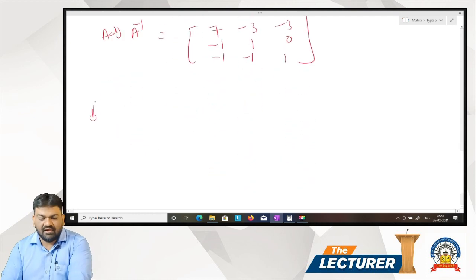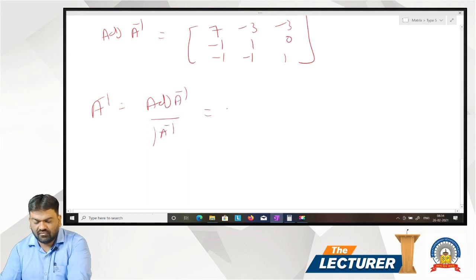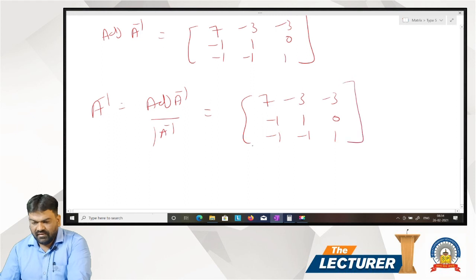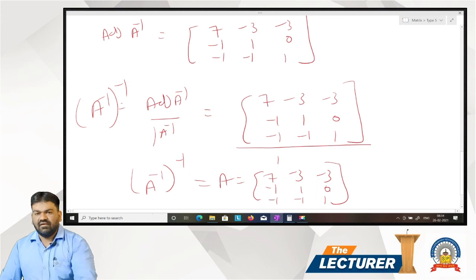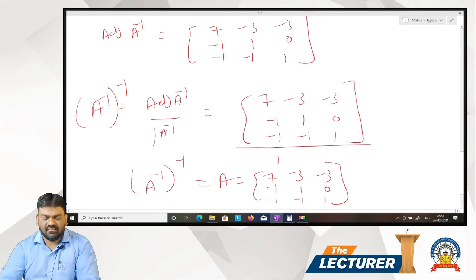Okay, A raised to minus 1 is equal to adjoint of A raised to minus 1 upon determinant of A raised to minus 1. [7 minus 3 minus 3; minus 1 1 0; minus 1 minus 1 1] divided by 1. So A raised to minus 1 raised to minus 1, that is A, is equal to [7 minus 3 minus 3; minus 1 1 0; minus 1 minus 1 1]. This is your answer. Next sum we will start in our next session. Thank you.